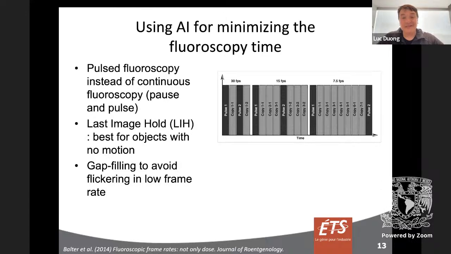The basic approach is to use pulse fluoroscopy. Instead of acquiring images constantly at 15 frames per second or 7 frames per second, instead of doing continuous fluoroscopy, it's usually done by pulse fluoroscopy. So we are acquiring images at different cycles, and we keep the last image on hold. We copy the frame, and that allows us to avoid flickering. So it gives a video that is continuous in appearance, but also reduces the number of frames for which we are exposing the patient to harmful radiation.